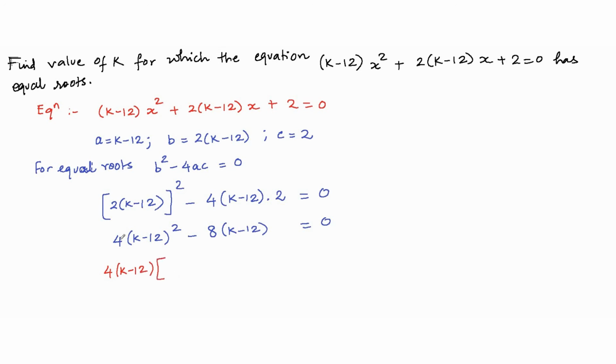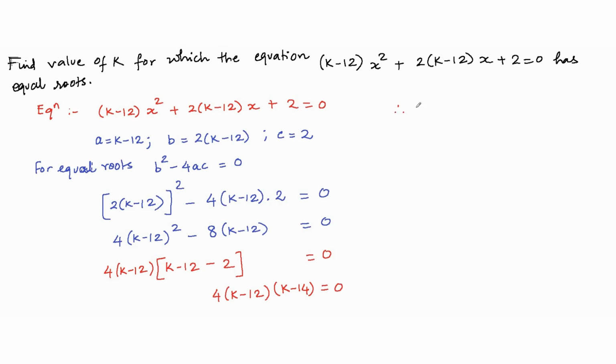And now let us see what is left inside. 4 came out. From (k minus 12) the whole square, (k minus 12) came out. So 1 (k minus 12) was left inside. Minus, from 8, 4 has come out, so 2 is left inside. And (k minus 12) has been factored out. So this becomes equal to 0. This means 4 into (k minus 12) into (k minus 14) is equal to 0.